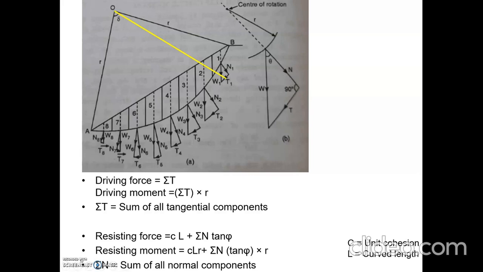Now we will find out what is resisting moment. To find resisting moment, we need to know what is resisting force, because resisting moment will be force into distance. Distance is R. But what is resisting force? Resisting force is given by equation C into L plus summation of N into tan phi, where C is unit cohesion and L is curved length. And summation of N is sum of all normal components.